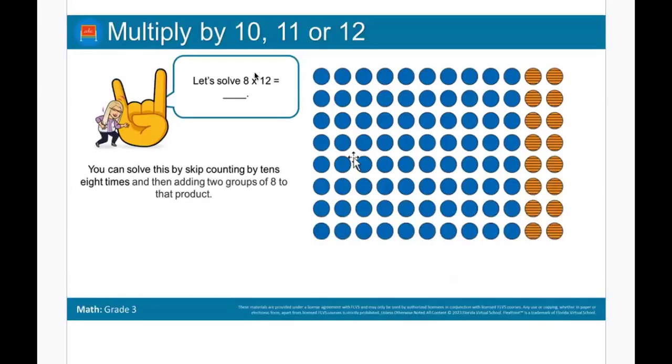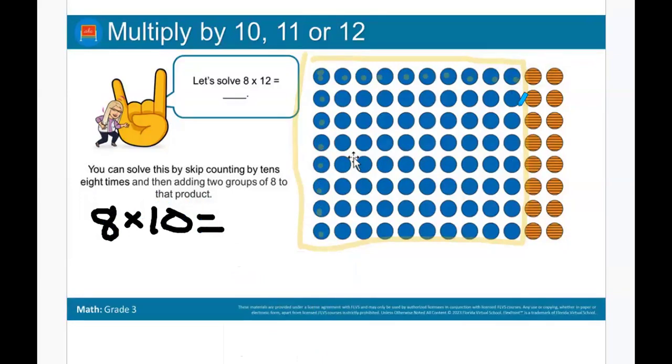Let's try another. Woo! 8 times 12. Oh man. So let's do an easier problem first. So we're going to do 1, 2, 3, 4, 5, 6, 7, 8, 9, 10. So I know this is 10 by 1, 2, 3, 4, 5, 6, 7, 8. Okay. So I know I have 8 times 10. So 10, 20, 30, 40, 50, 60, 70, 80.